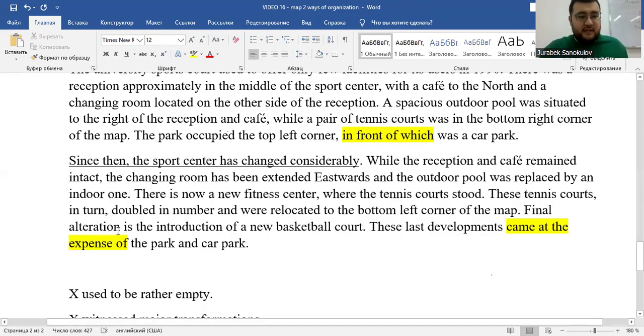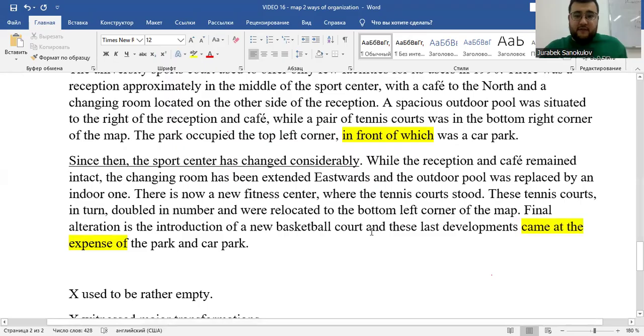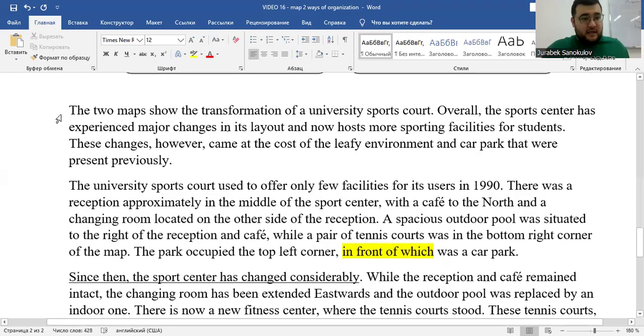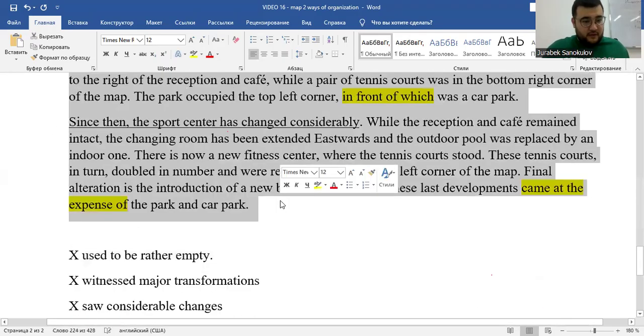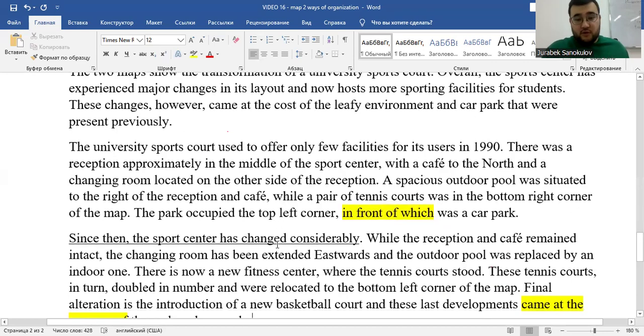Final alteration is the introduction of a new football court, and these last developments came at the expense of the park and the car park. So that's basically it. And how many words? 224 words, which I believe is more than okay.